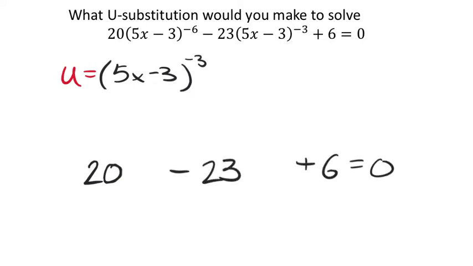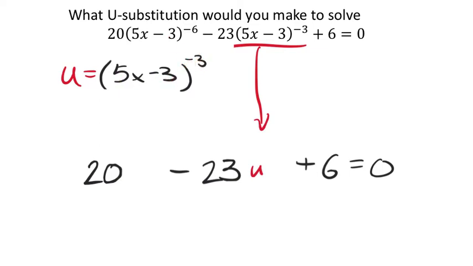Plus 6 equals 0. So here's what happens. I just took this (5x minus 3) to the power of 3, and I said, instead of it being that, I'm going to make it a u. Now here's the other thing that happens: we've got this (5x minus 3) to the power of negative 6, but that's not (5x minus 3) all to the power of negative 3.